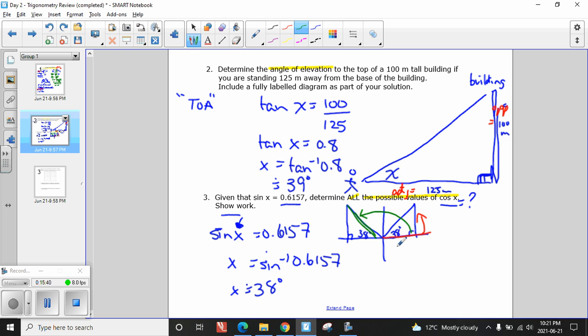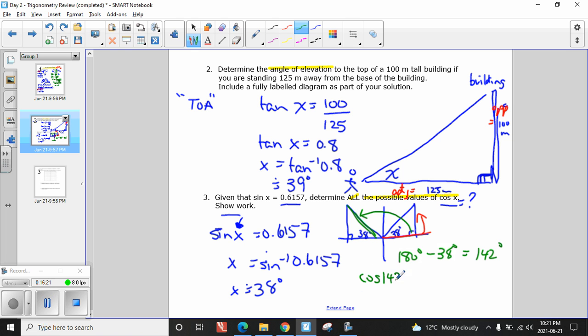So my second answer is going to be not a full 180, but 180 take away 38 degrees. And that's 142. Okay, so the trick for this one, it said all possible values, is that sine can be positive in quadrant 1 and quadrant 2. So I'm going to draw a flipped copy of the triangle in quadrant 2. All right, so my red angle is 38 degrees, my green angle is 142 degrees, and we're going to find cosine for both of those.